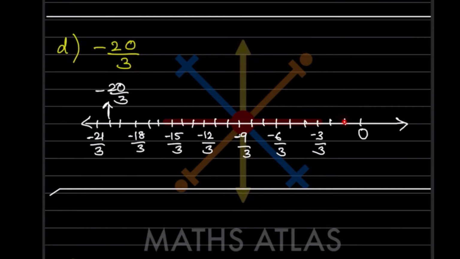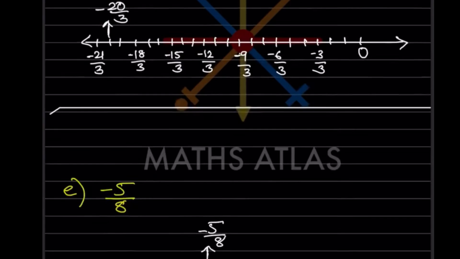So what will you do? After this one we will divide it into 3. So this is minus 3 by 3. Then 4, 5, 6, minus 6 by 3. Then 1, 2, 3, minus 9 by 3. Then minus 12 by 3, minus 15 by 3, minus 18 by 3, and that will be minus 21 by 3. So now this one we have, minus 20 by 3, means this is minus 20 by 3.